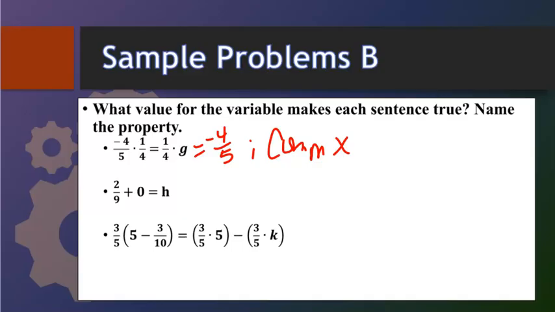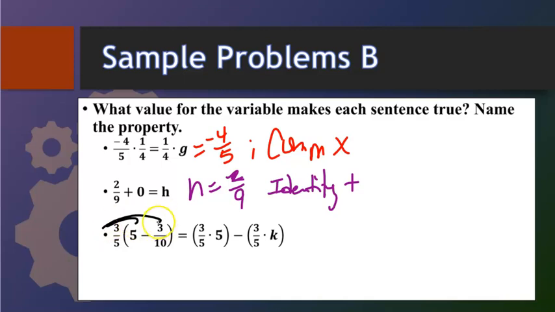This next one, 2/9 plus 0 equals h. Well, h has to equal 2/9 because anything added to 0 is itself. That is the identity property of addition. And then the next one, I have 3/5 times parentheses 5 minus 3/10 equals 3/5 times 5 minus 3/5 times k. We are distributing here. So k would have to be 3/10 and the property is the distributive property.